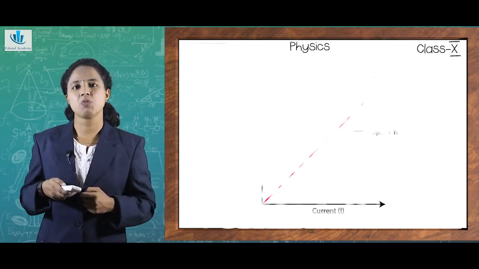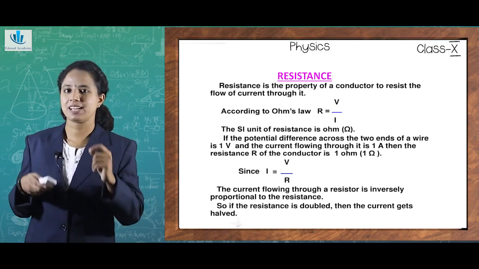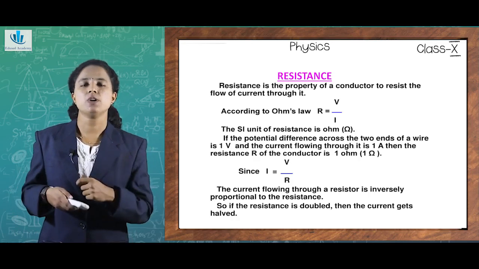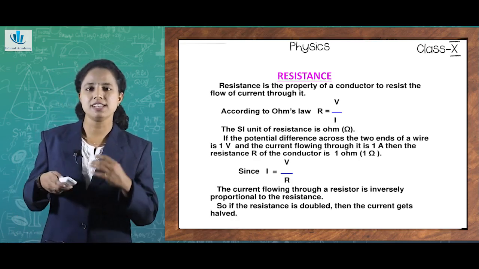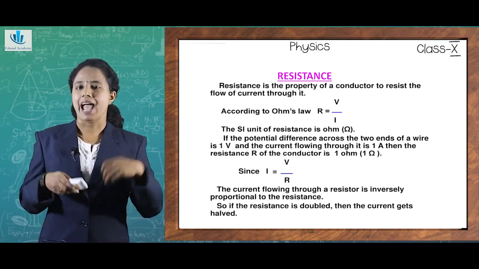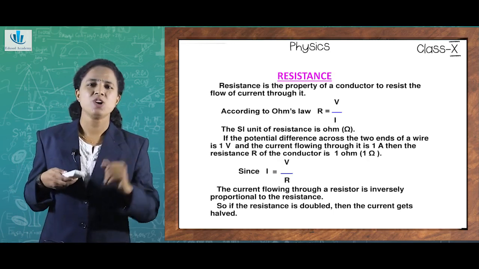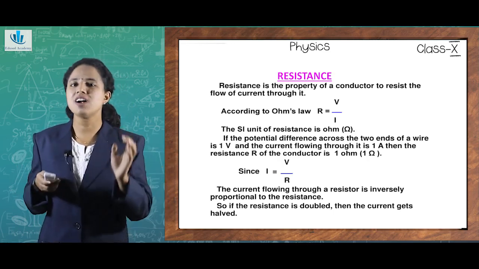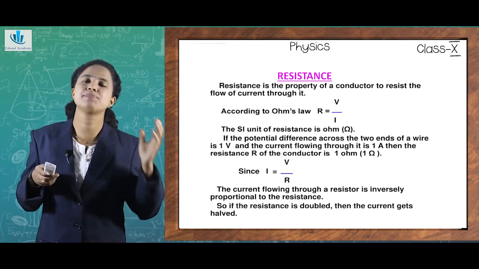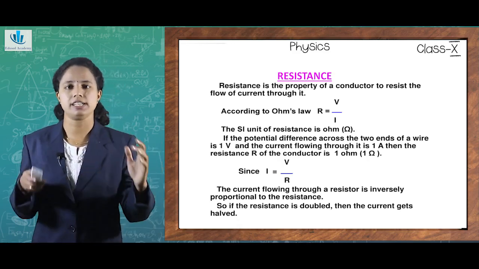So next important one: the slope we have already obtained was R, isn't it, in the case of the V-I graph. So what is this R, or resistance? It can be defined as a property of a conductor. And we have already said resistance means the ability to resist. So in an electrical circuit, what is the importance of resistance? Resistance is a property of a conductor which resists the flow of current through it.